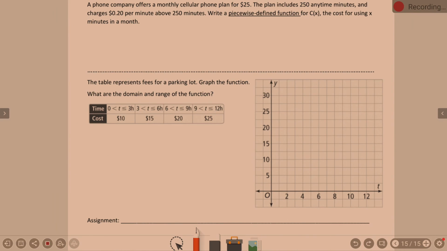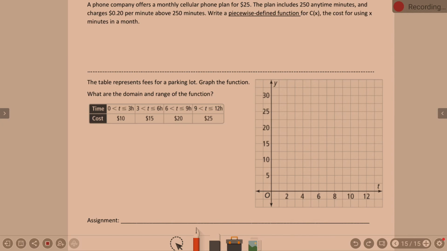Okay. In words, we're in a piecewise function lesson, yes? So we're going to put it in words. We're going to put it as a piecewise. A phone company offers a monthly cellular phone plan for $25. The plan includes 250 anytime minutes and charges 20 cents per minute above 250 minutes. Write a piecewise defined function for C of x, the cost for using x minutes in a month.